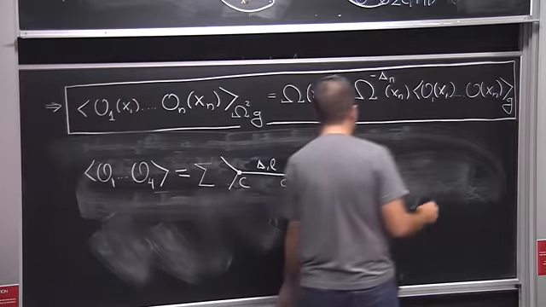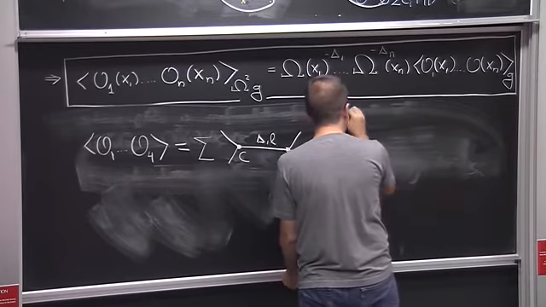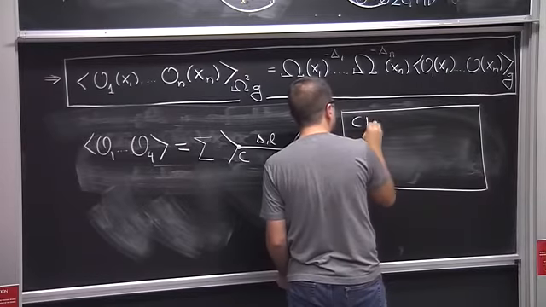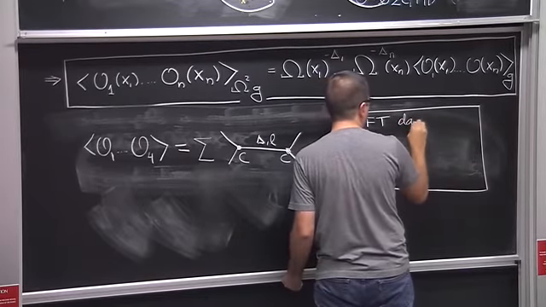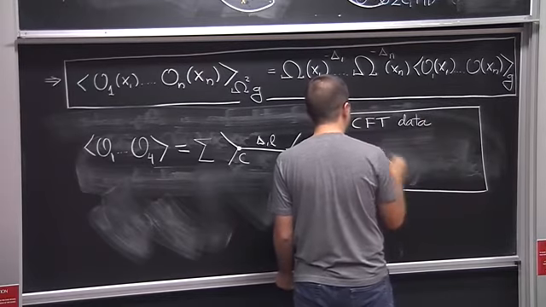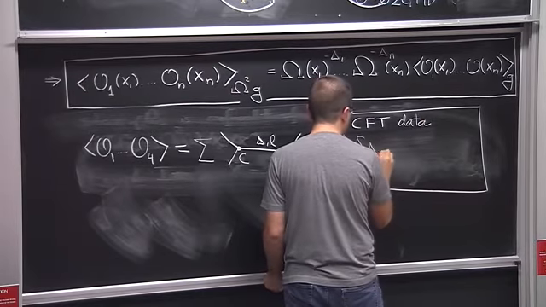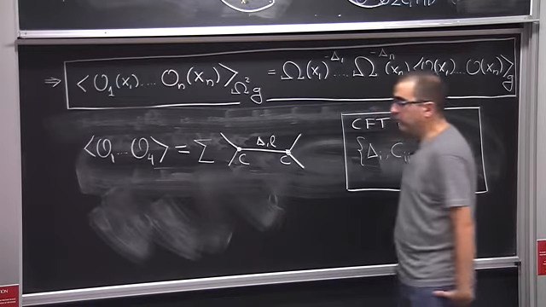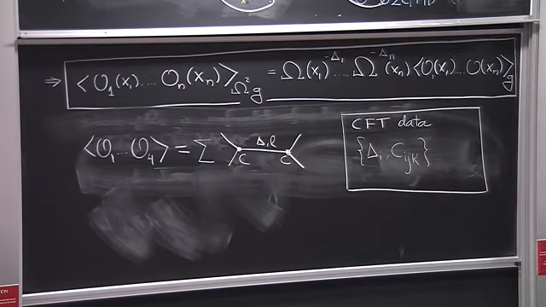So the point is that we have this notion of CFT data. CFT data is a set of dimensions and structure constants from which, by successive application of the OPE, we can compute any n-point correlation function. And here is an example for 4-point correlation functions. Okay? Is it clear?